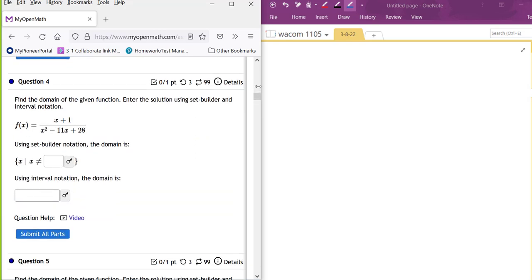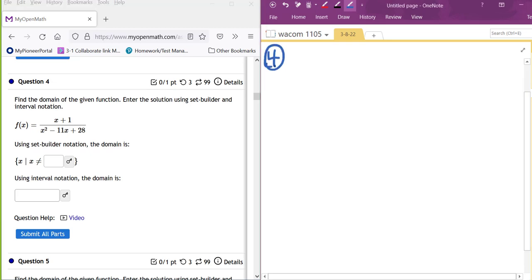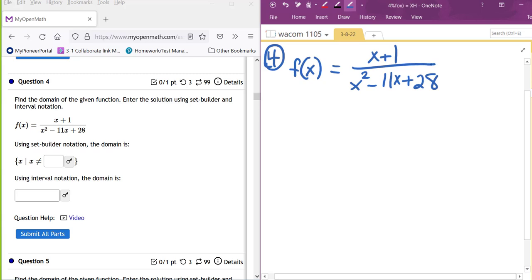Four is the same kind, asking about the domain. So it is the denominator. We have to make sure it's not equal to 0, except this one is a quadratic, so we'll have to factor. And remember, it's your exponent that tells you whether it's linear or quadratic. And so we want to set this equal to 0 and solve, and then throw those values away.